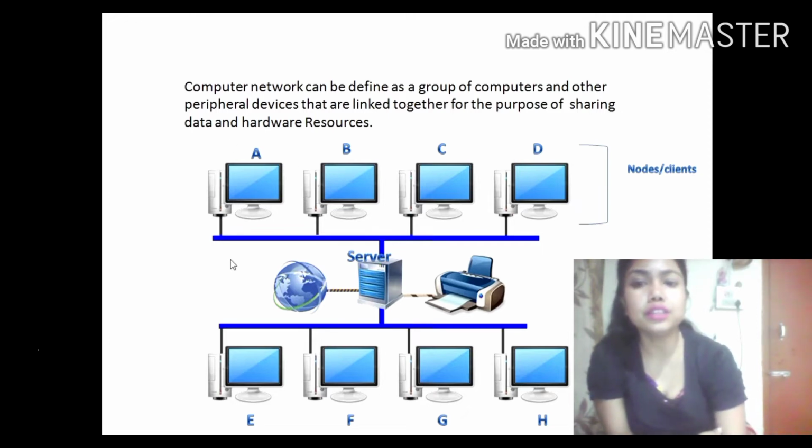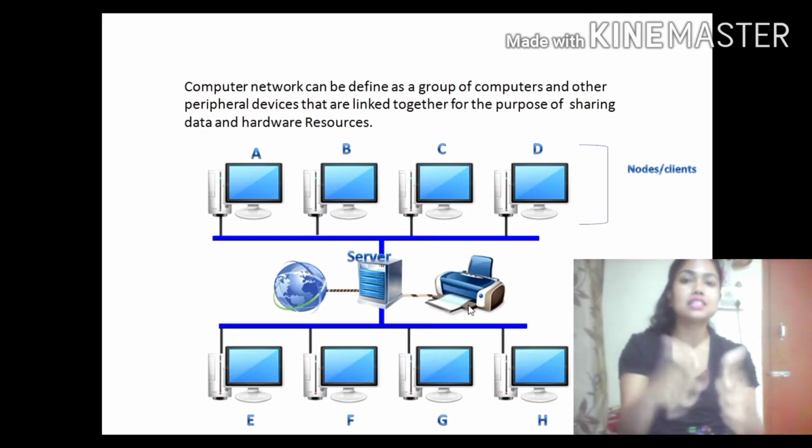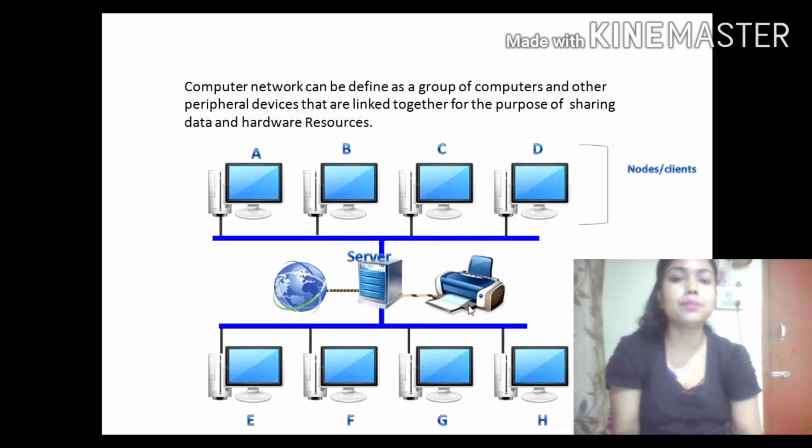Secondly, I told you here that one printer is serving everyone. It is serving everyone, 8 computers. One printer is there and it is serving 8 computers. How is it possible? It is possible because the server manages the work of the printer.